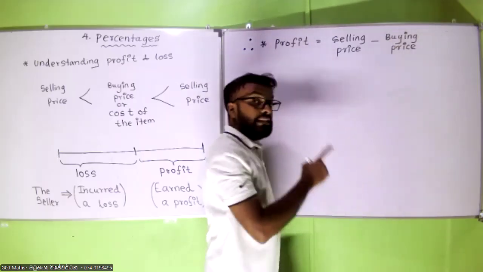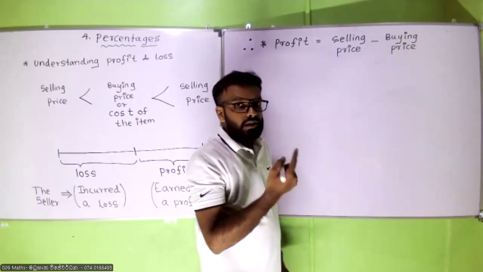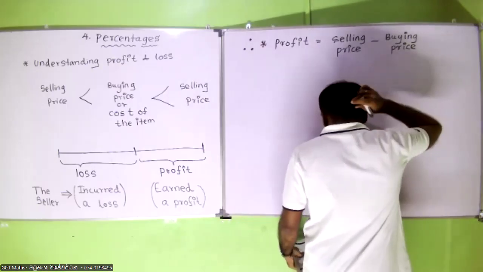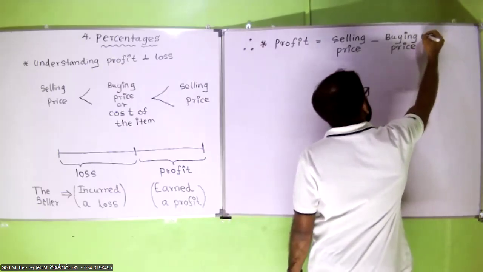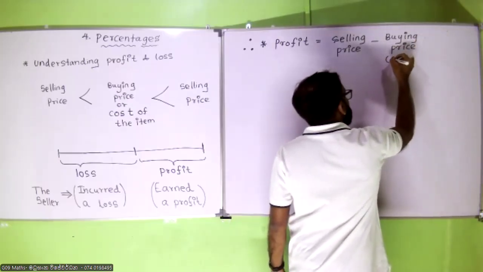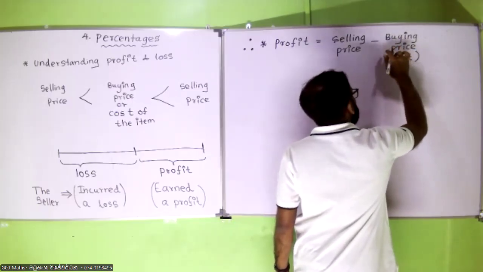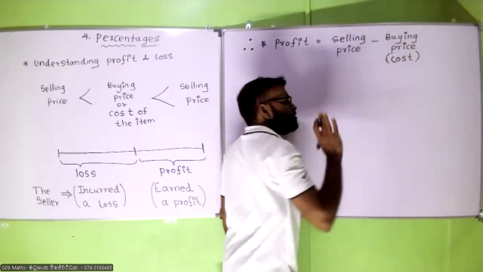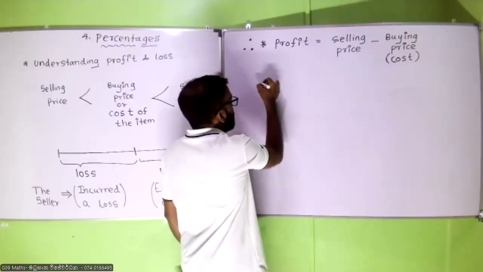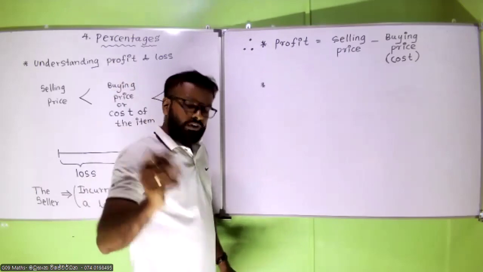Today we are telling this buying price another word: production cost, or if not, we say cost. I will write it as cost. Buying price or cost, normally production cost. Then we know how to calculate the profit.